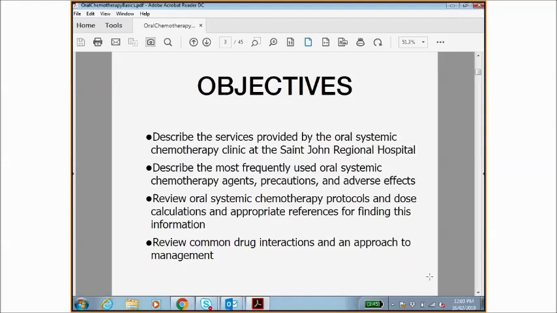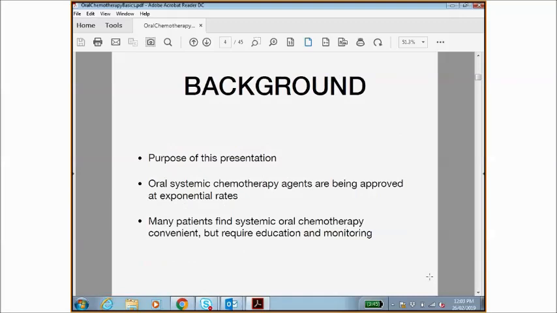So the objectives are to describe the services provided by the oral systemic chemotherapy clinic here at the regional, to describe the most frequently used oral systemic chemotherapy agents, their precautions and adverse effects. We're going to review the oral systemic chemotherapy protocol calculations and talk about appropriate references for finding this information, and we'll also review some common drug interactions and approach to management.